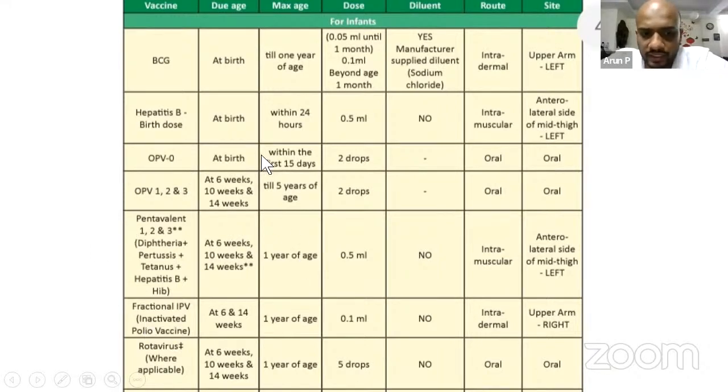Along with it, what other vaccines are given at 6, 10, 14? You also give pentavalent vaccine. Penta means 5. So you have a vaccine against 5 different antigens: diphtheria, pertussis, tetanus, hepatitis B, and H influenza.